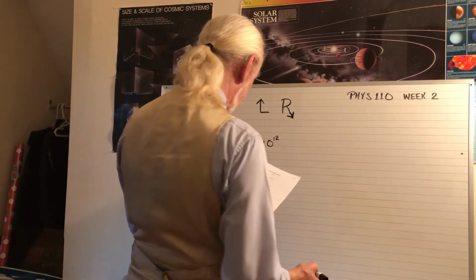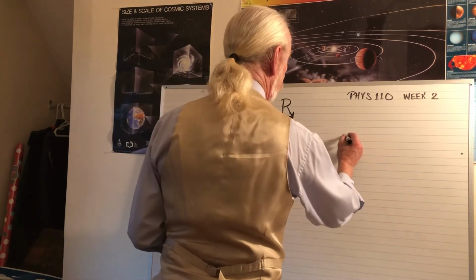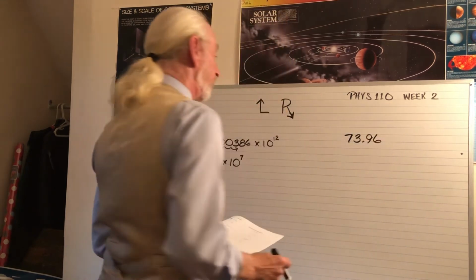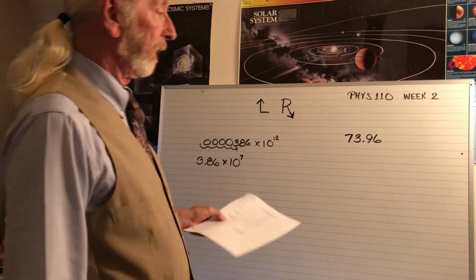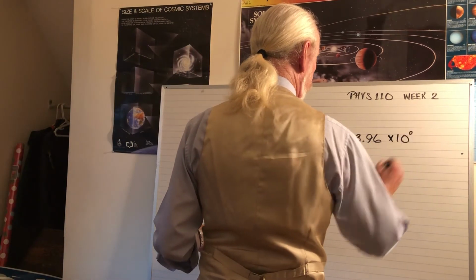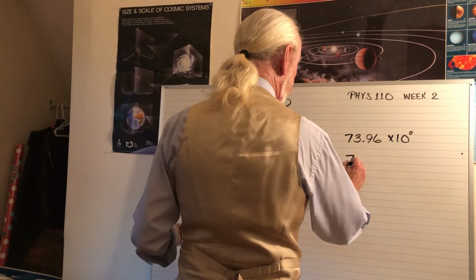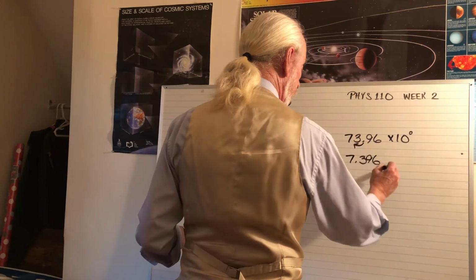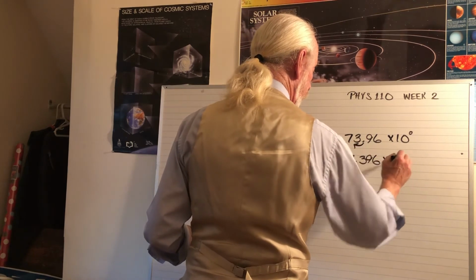Okay, here I've got 73.96. Okay, it's in standard notation. What can I slap on it? I can slap 10 to the 0 on it, just for a reference point. How do I want it to read? I want it to read 7.396. I went to the left, times 10 to the 1st.